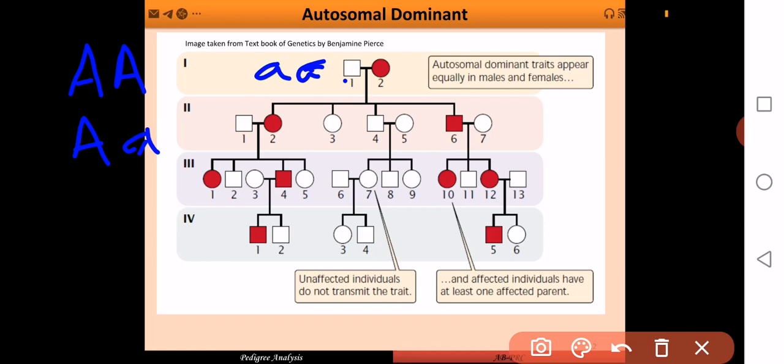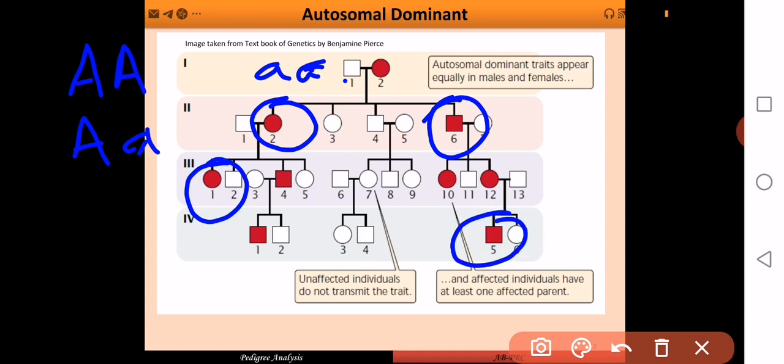They have 1, 2, 3, 4 children, of which you can see that individual 2 and 6 have been affected. That means this male, this female and this male are affected. Clear? And moreover, you can see that the disease is present in all the generations: generation 1, generation 2, 3 and 4. They do not skip generations. That's the important feature.